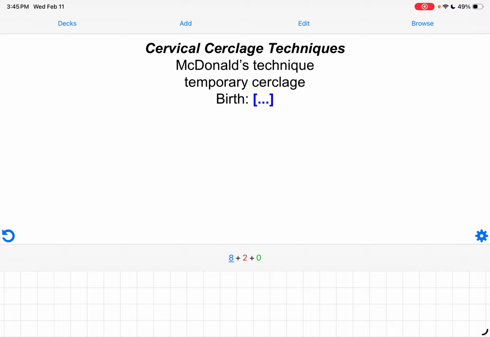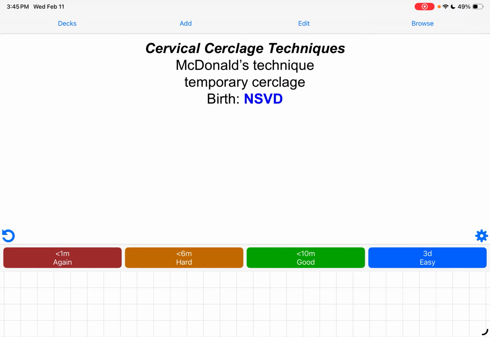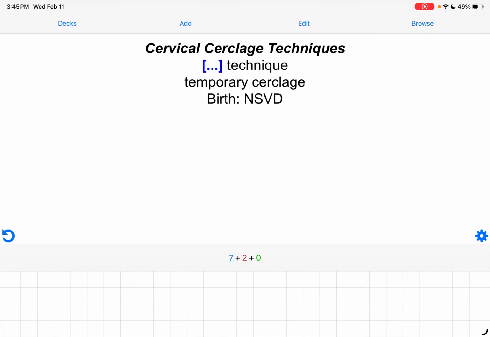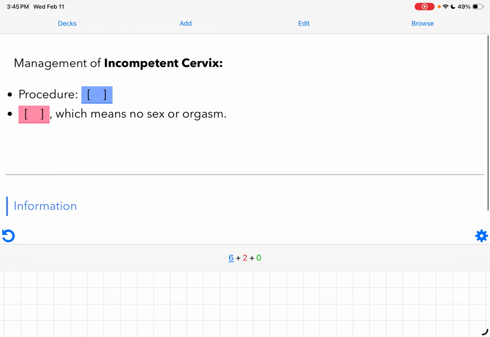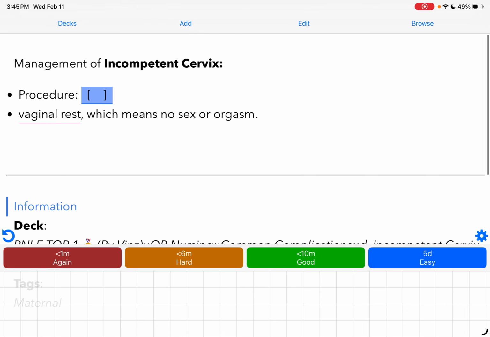And the other cervical cerclage technique is for vaginal birth, NSVD. The technique is McDonald's. Management of incompetent cervix: we have cervical cerclage and vaginal rest, which means no sex or orgasm.